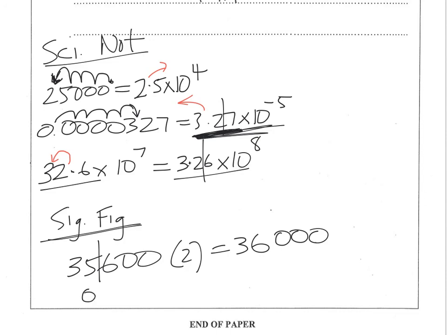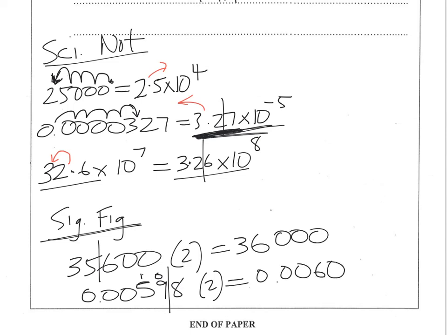Decimal places, 0.00598 to 2 significant figures. And we stop there. So what does the 8 do to the 9? It rounds it up to a 10. And we've got to add the 1 there. So we get 0.0060. Now that is 2 significant figures, because the 0 at the end is significant.